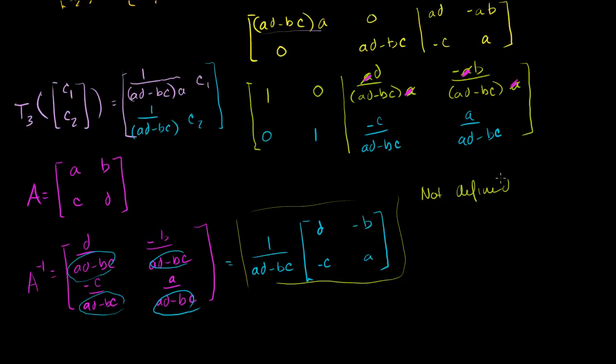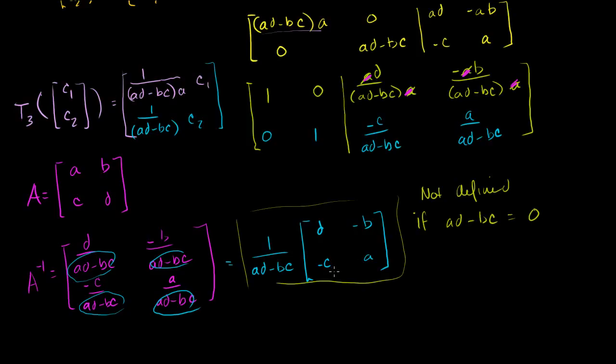Well, it's not defined when I divide by 0. And when would I divide by 0? Everything else you can multiply and subtract and add 0 to anything, but you just can't divide by 0. We've never defined what it means when you divide something by 0. So it's not defined if AD minus BC is equal to 0.